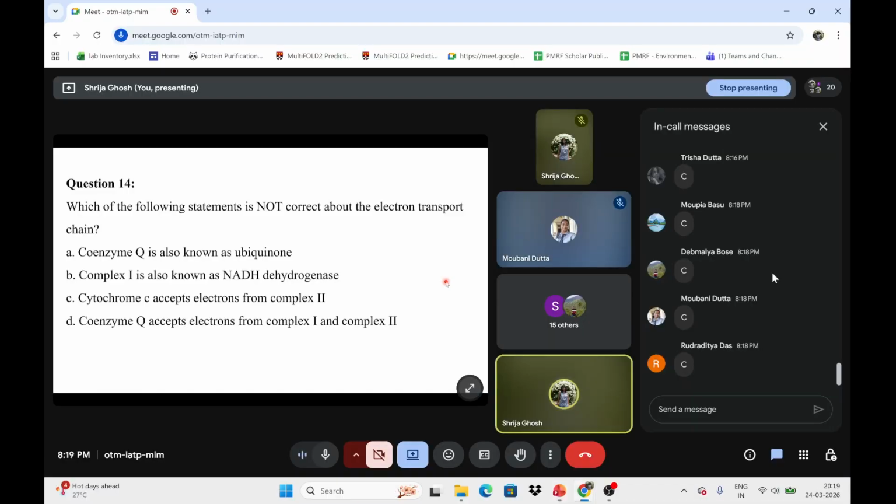I can see option C has been answered. Anyone else wants to write the answers in the chat box? Okay, let's see the correct answer.